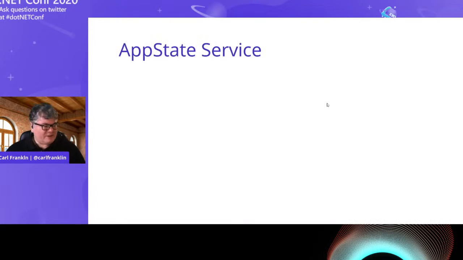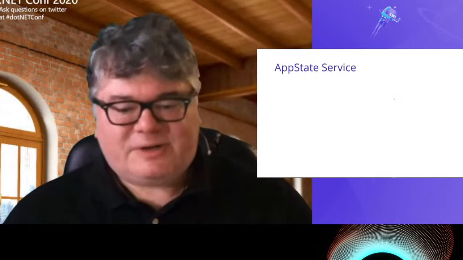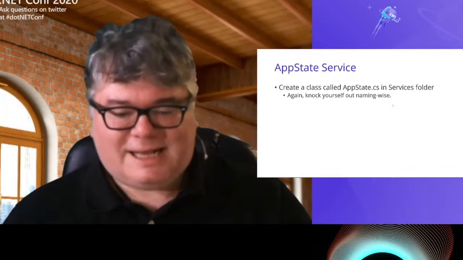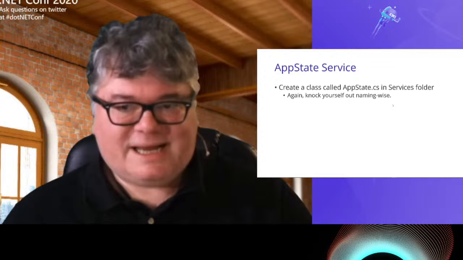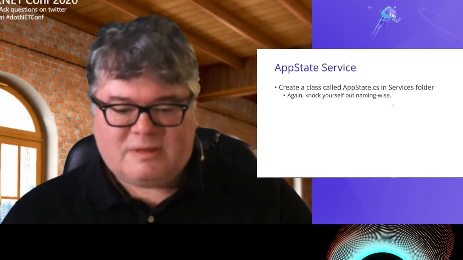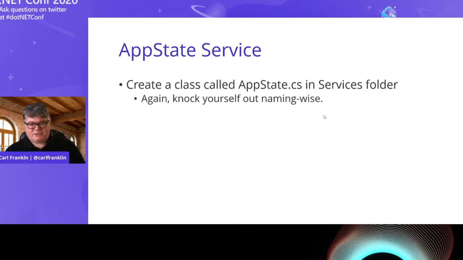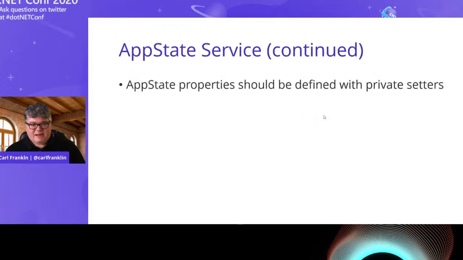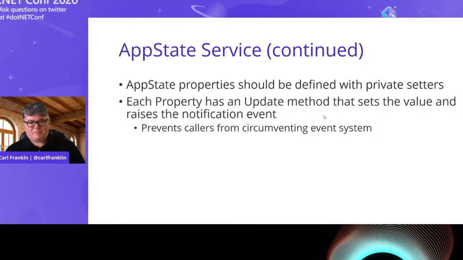All right, let's talk about using a service. So to use a service, and what I did, you can knock yourself out naming wise, I created a class called AppState.cs in the Services folder. And I added a public event for change notification and a private method to raise that event. And now AppState properties should be defined with private setters. And then each property has an update method that sets the value and raises the notification event. And that prevents callers from circumventing the event system.